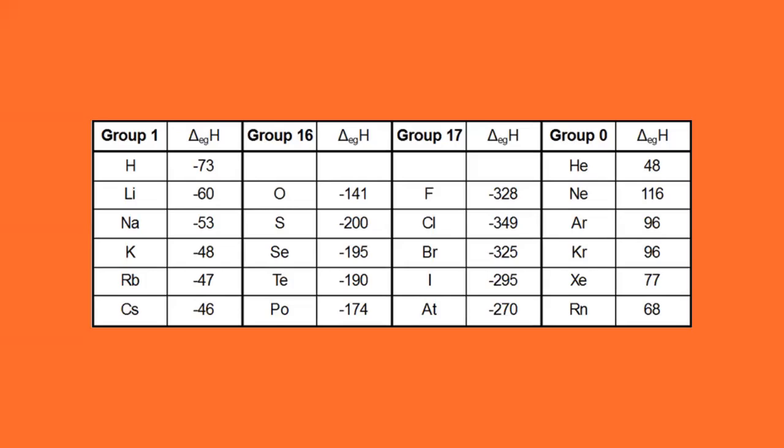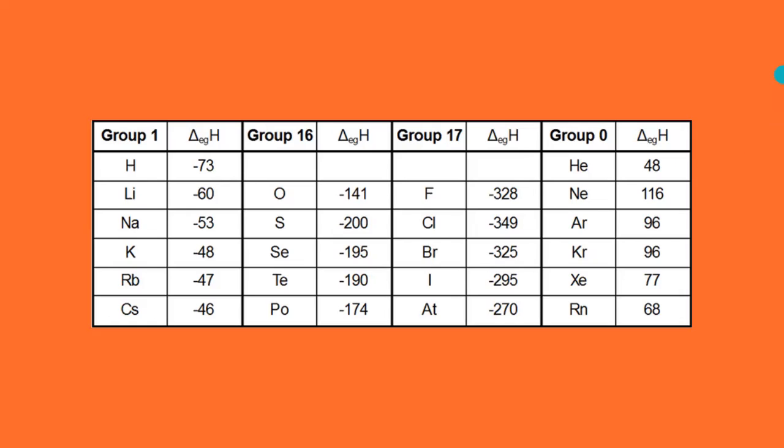Now, look at the table we have here. We've excluded the elements of the d block and the second group of the periodic table. So we're considering groups 1, 16, 17, and group 0. Now, as we go across the period, we know that the size of the atom is going to decrease. So the electron gain enthalpy will become more negative as we go from left to right.